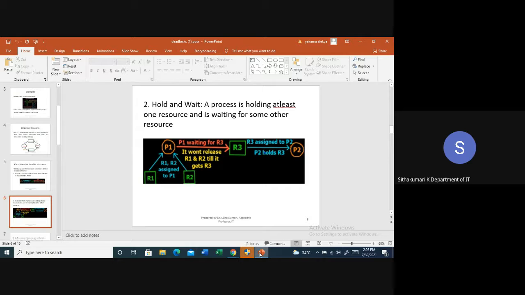Right? So next, R3 is assigned to P2. So P1 is waiting for P2 to release the resource R3. So here the process P1 is holding resources and is waiting for some other resource which is held up with some other process. So here there is a possibility of a deadlock. So mutually one is waiting for the other. This is a situation. This is the second condition.